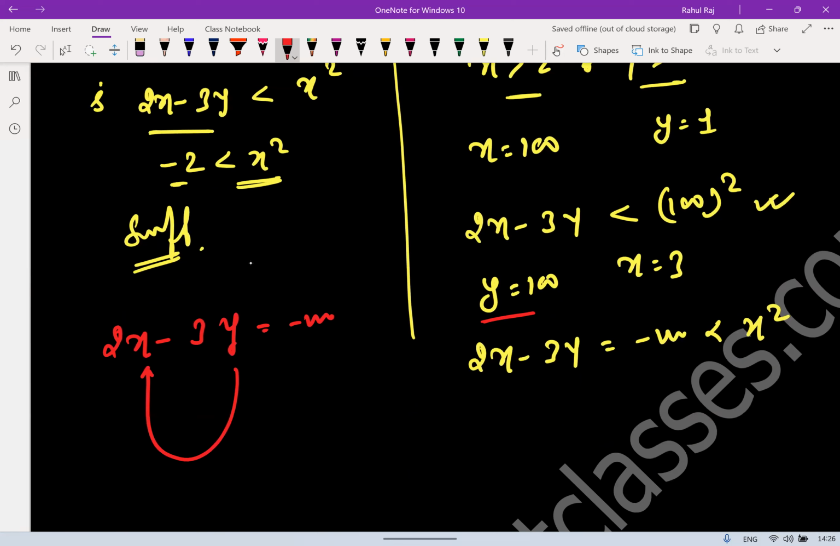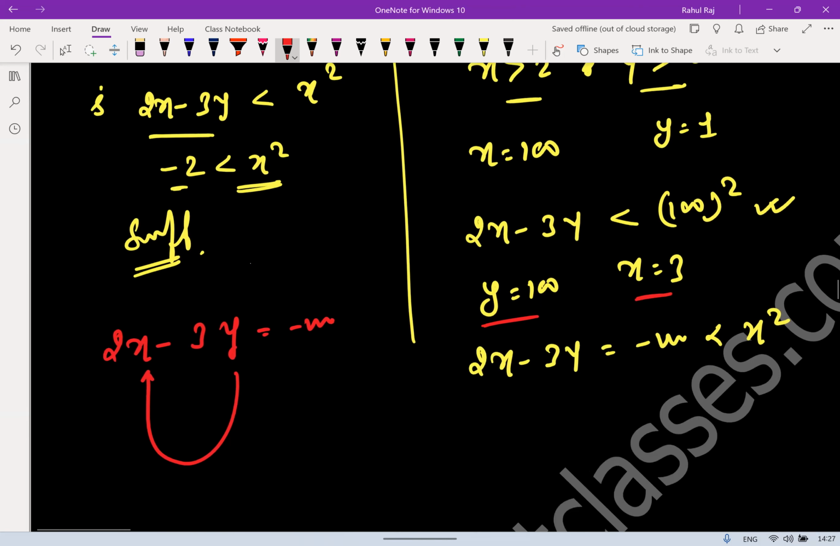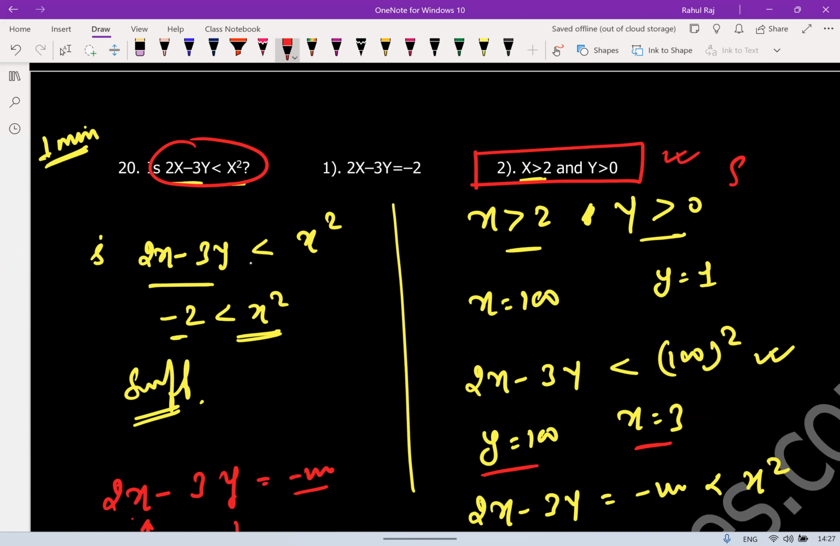Imagine what did I do? I did y is equal to 100, x is equal to 3. So moment this expression is written 2x minus 3y, if you take value of y, you have to take positive value because this is given to you in statement number 2. You should respect the statement when you are trying to solve a question. X is greater than 2, y is greater than 0. So if you take a positive value y greater than x, 2x minus 3y will always yield a negative value, and a negative value has to be less than x square. Simple, straightforward logic. So answer, even this is sufficient. So we'll go ahead with the answer D.